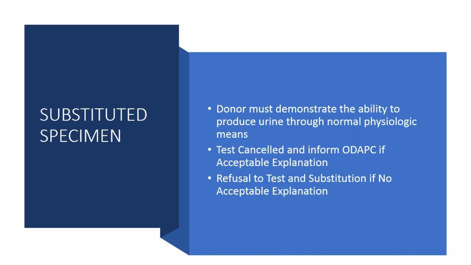Substituted specimens, it's pretty much the same thing. The donor has to demonstrate the ability to produce urine through normal physiologic means. The test would be canceled and ODAPC informed if an acceptable explanation is found. If not, it's going to be reported as a refusal to test as a substituted specimen. That's pretty straightforward.